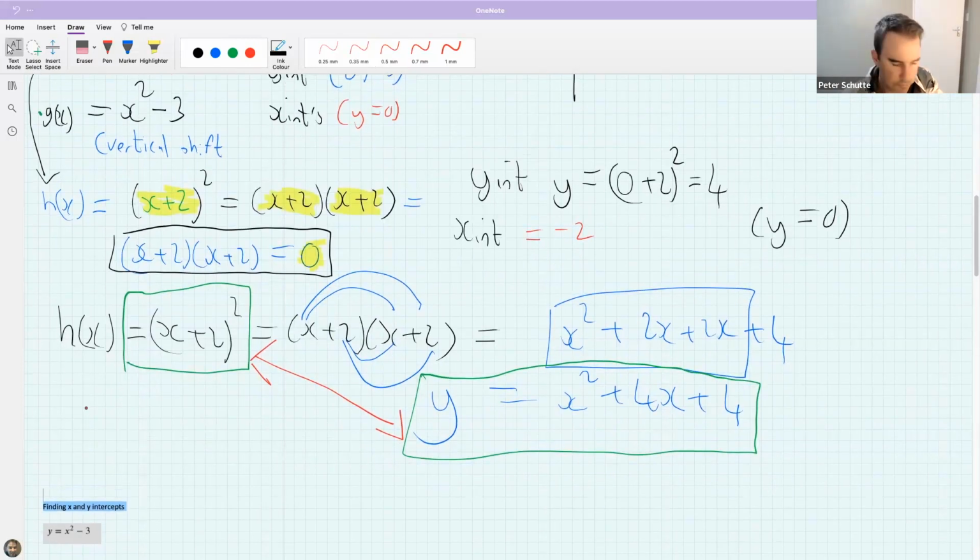Awesome, awesome, awesome. Okay, so in this first half of the lesson, we learned how to identify different functions. We learned a bit more about parabolas. We learned how to find their x and y intercepts. And we also looked at how parabolas can look a bit different at times.